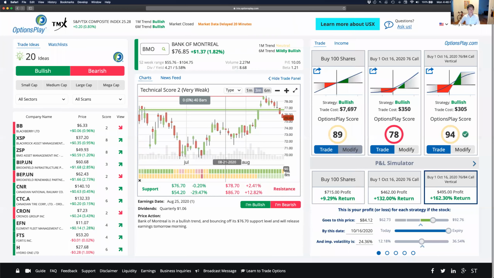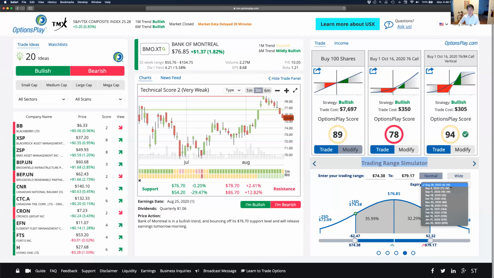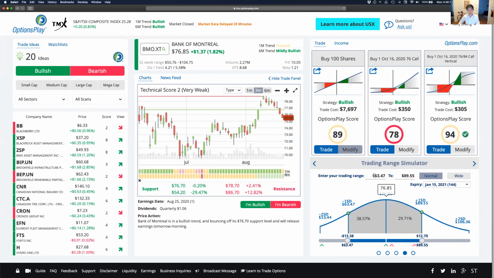So when we're looking at BMO, what we have here on the very bottom of our screen is a trading range simulator. What this allows you to do is actually select any expiration date that you want, whether you're looking at a weekly option or an October or December or January option. What we calculate for you is the expected trading range using the implied volatility of that expiration date. Like I said, every single option has its own implied volatility, but generally speaking, we generalize a single expiration date's volatility.